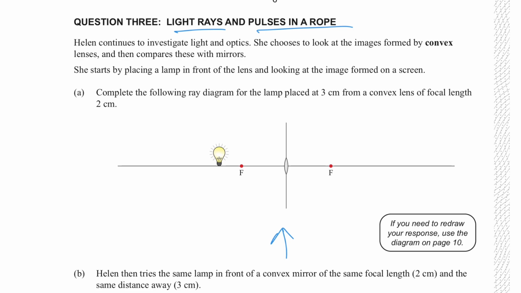Helen continues to investigate light and optics. She chooses to look at the images formed by convex lenses and compares these with mirrors. Okay, lenses, mirrors, don't get them confused. I often do. She starts by placing a lamp in front of the lens and looking at the image formed on a screen. Complete the following ray diagram for the lamp, so the screen's out here somewhere. A lamp placed at 3 centimeters from a convex lens, focal length 2 centimeters, so that's 2 centimeters, that's 2 centimeters.